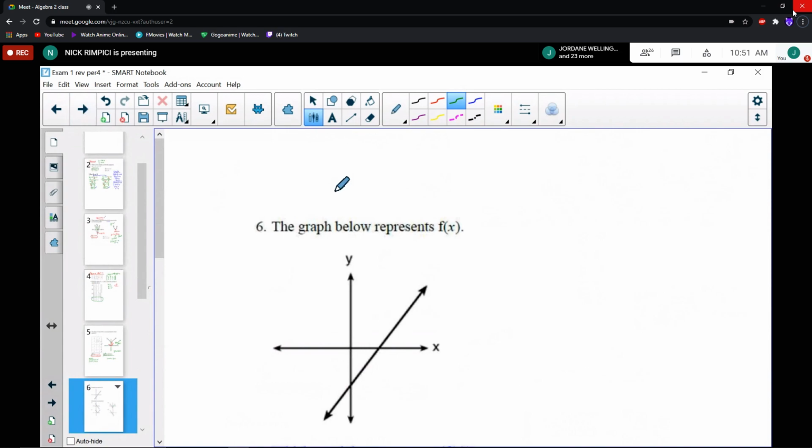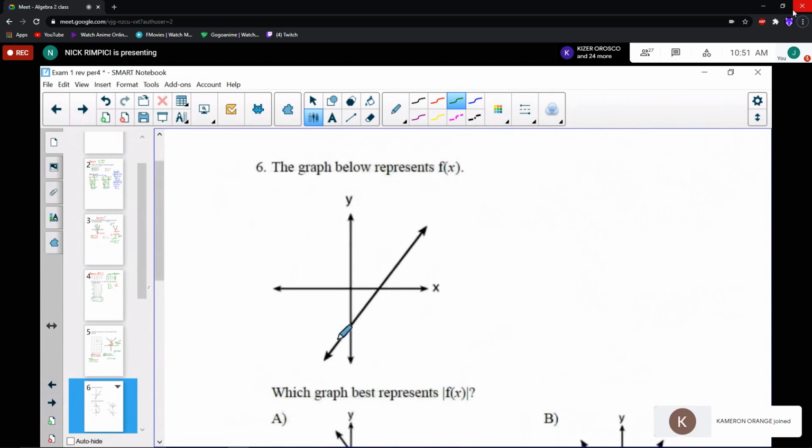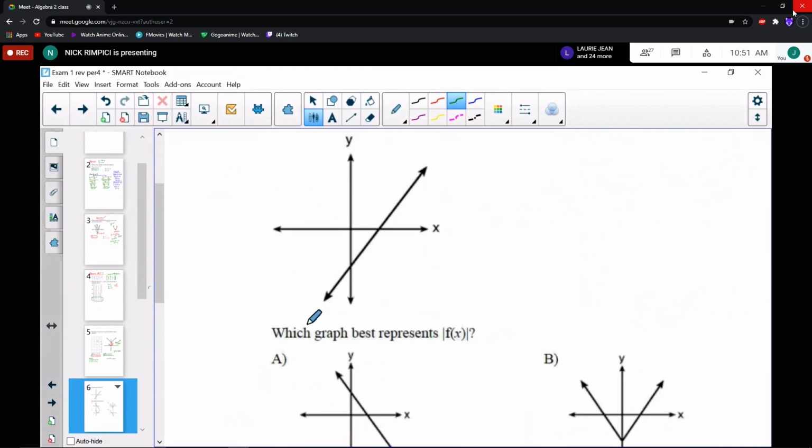This is the first question where I don't know how helpful the computer will actually be because it's conceptual. It's not really something that you're going to compute. It's something that you have to understand the concept. So the graph below represents f of x. So fine, there's my function. Which graph represents absolute value of f of x?